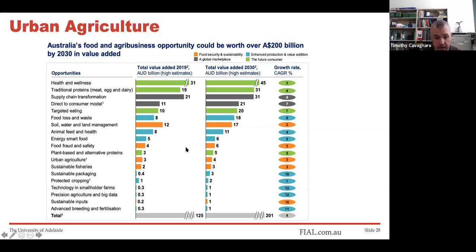And we can compare that to other sectors. Let's have a look down here. Technology in small farms, that's 0.3 up to $1 billion. Precision ag and big data, 0.3 up to $1 billion. It pales compared to, say, health awareness and targeted eating and things like that. But the point I'm trying to make is we are talking about a significant amount of money here on the scale of billions of dollars.